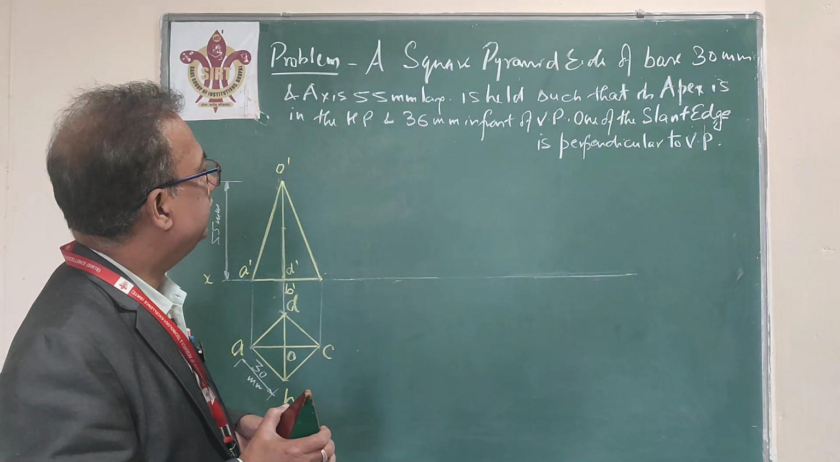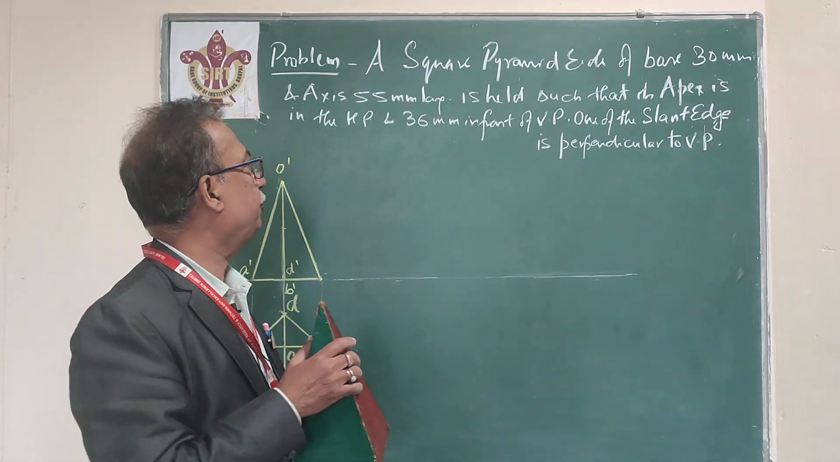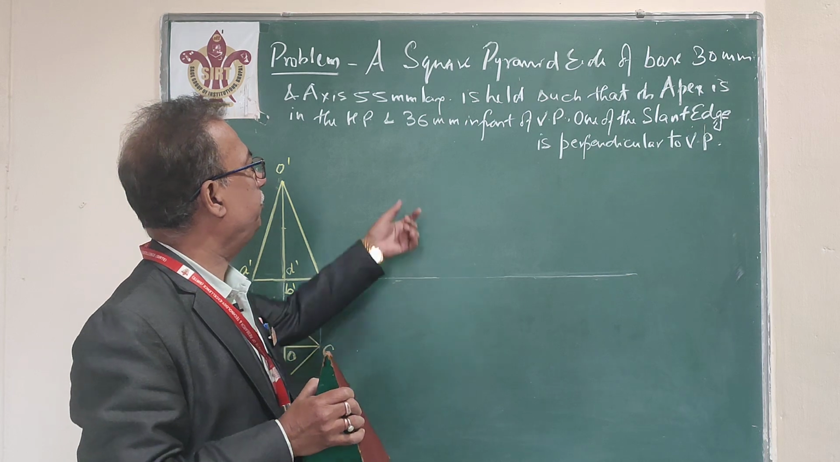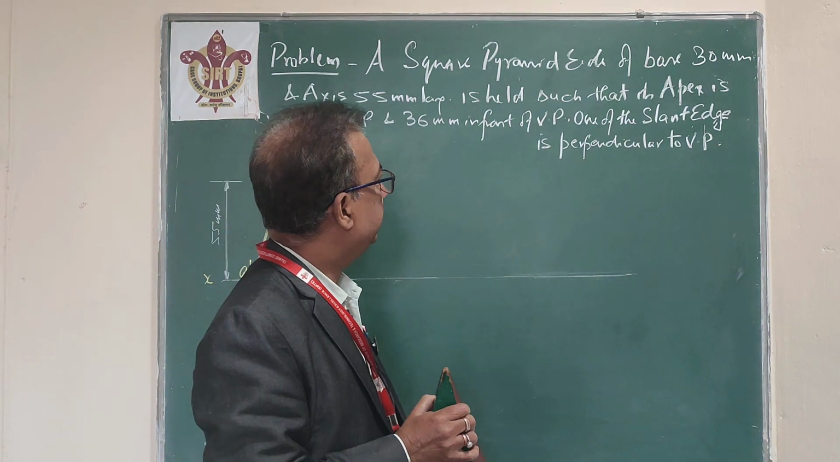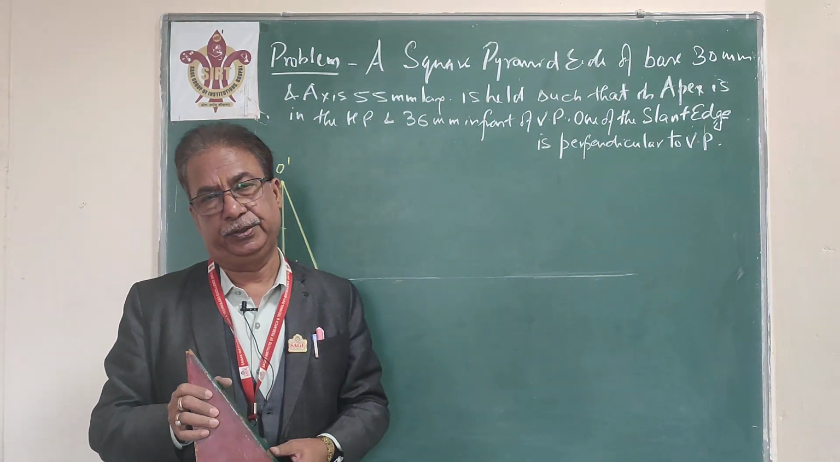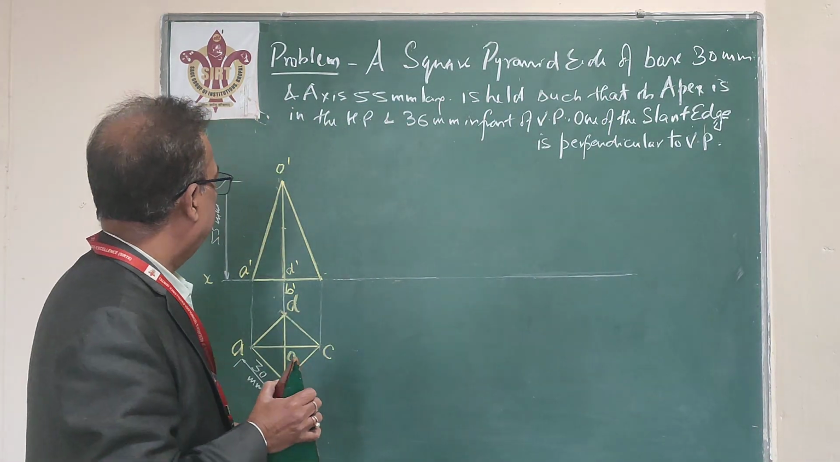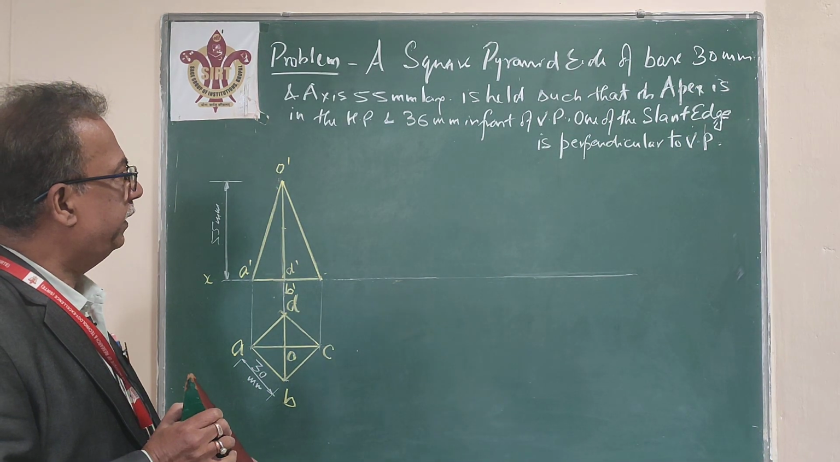It is held in such a way so that the apex is in the HP. This apex will be in the HP and 36 millimeter in front of the VP. And after that they are saying that one of the slant edge is perpendicular to the VP. So students, this is the problem. If you look at this problem, this will be a very interesting problem.